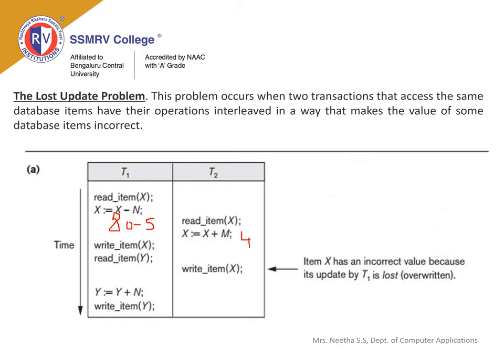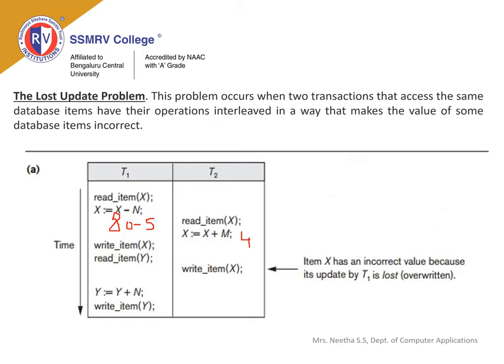of X. T1 completes its transaction first, then T2 will start. After T2, immediately T1 will start. Okay, so here you assume this, after reading the item of X and we have assigned the value 80 minus 5, we don't have write operations immediately after this. We have a certain gap here. In this gap, another transaction T2 has started, which has read the value, that is 75. 75 plus 4 is 79.